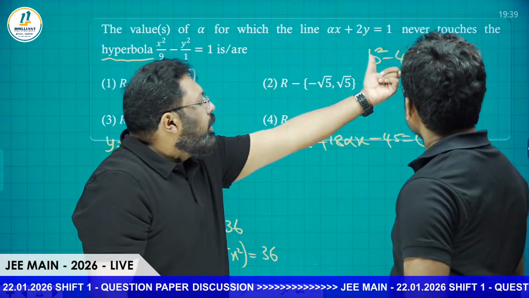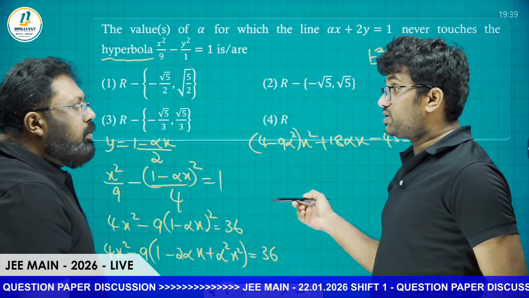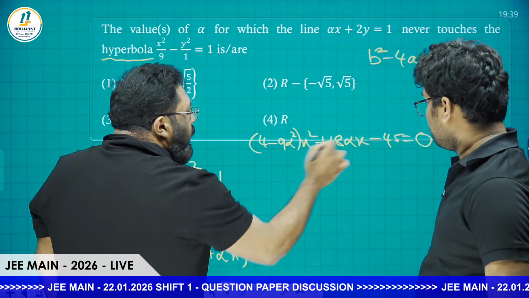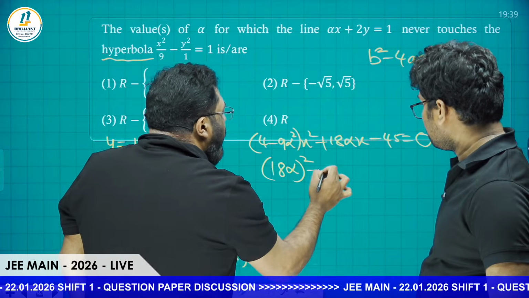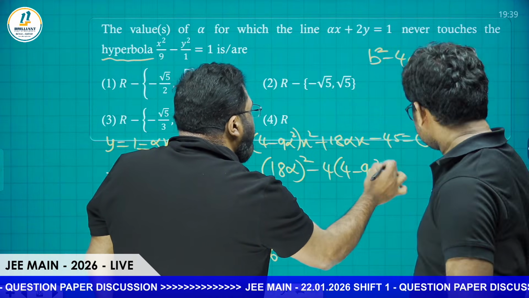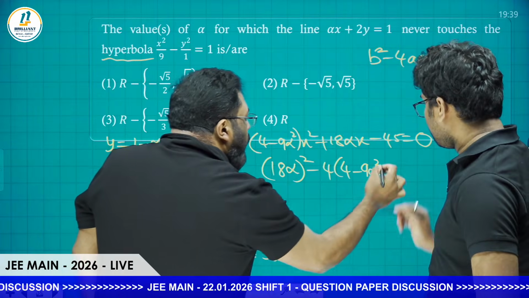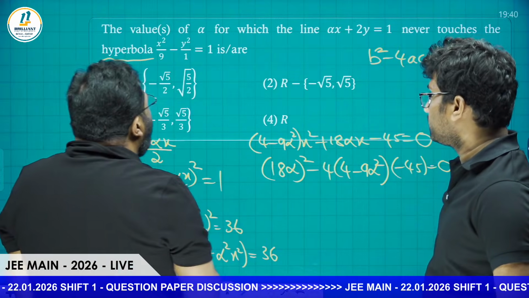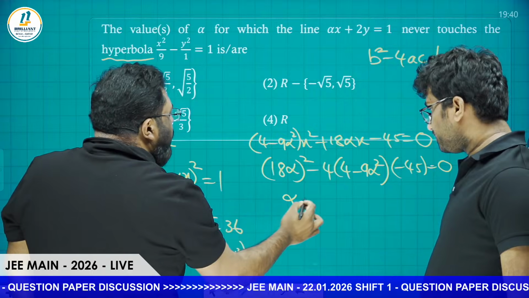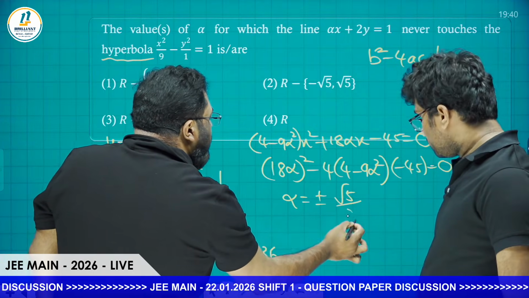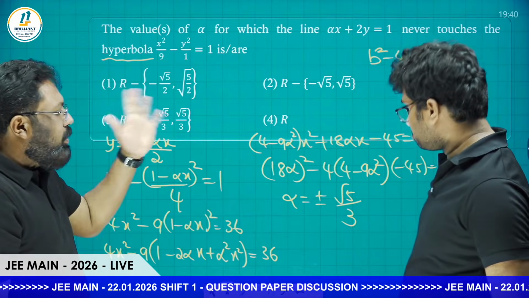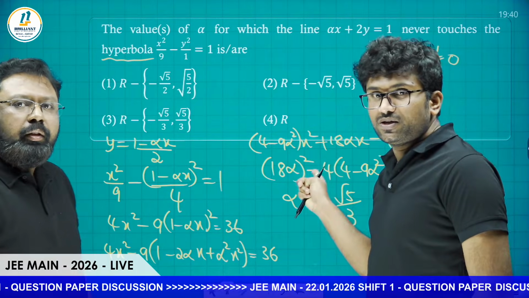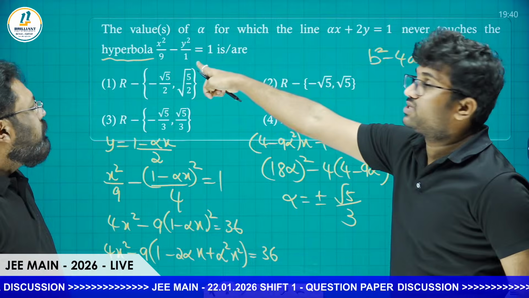Now what you have to do is take the discriminant not equal to 0. If the discriminant equals 0, it represents a tangent. If the discriminant is not equal to 0, it is not a tangent. So what is the discriminant here? B squared: (18 alpha) squared minus 4 into (4 minus 9 alpha squared) into minus 45 is equal to 0. Solving this, you will get alpha equal to plus or minus root 5 by 3. If alpha is plus or minus root 5 by 3, the discriminant of this equation will be 0, which means the line becomes a tangent.